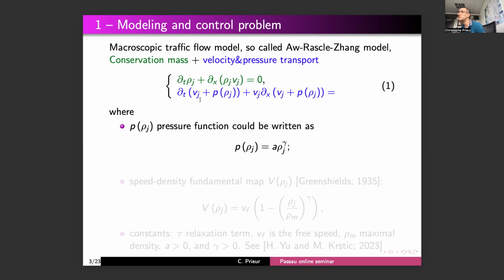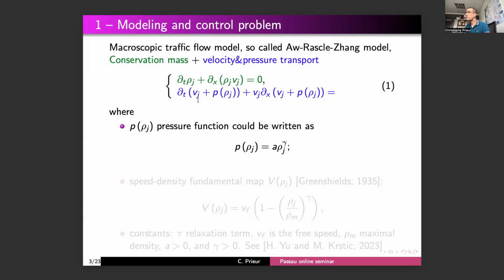You see that this quantity is transported, with v the velocity and P the pressure. The pressure function is just a function of the density, given by that, where A and gamma are just two constants. You see that there is a power, so the dynamics is nonlinear. It is nonlinear in the density function, but it is also quasi-linear in the transport equation. Why? Because the velocity of the transport depends on the state, the velocity of the vehicles. So this is the velocity of the transport, which is just a function of the state v_j.